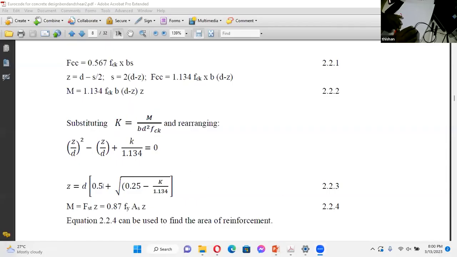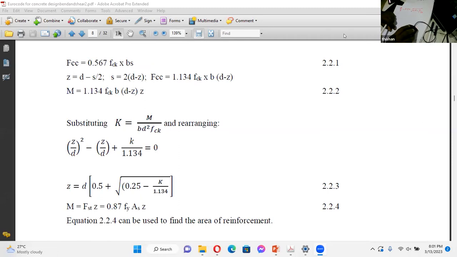Z over d is equal to 0.5 plus square root of 0.25 minus, here you get 4k over 1.134. Because we have a 2 here, when you divide it by 2, you get 0.25 minus k over 1.134. So the equation is z over d equals 0.5 plus square root of 0.25 minus k over 1.134.